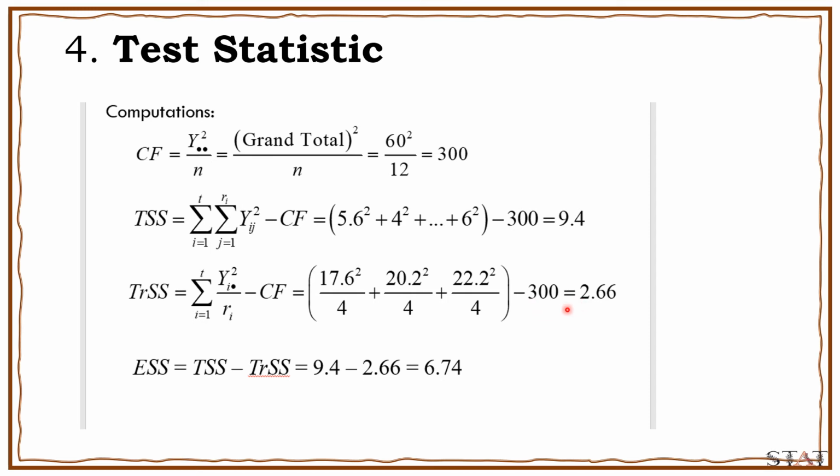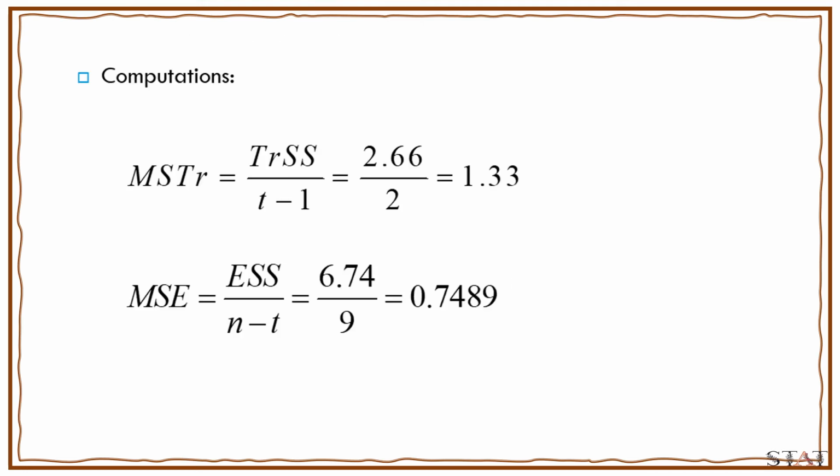So it is equal to 2.66. And then for the error sum of squares, just subtract the TSS minus the treatment sum of squares. So it is equal to 9.4 minus 2.66 is equal to 6.74.